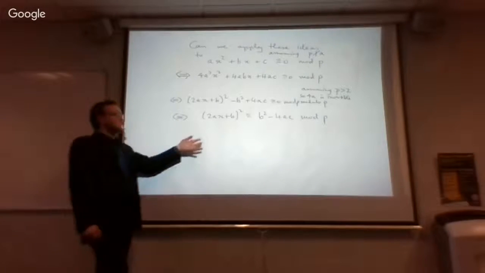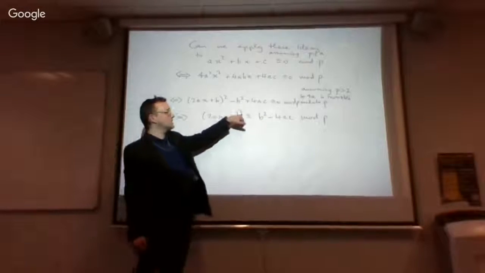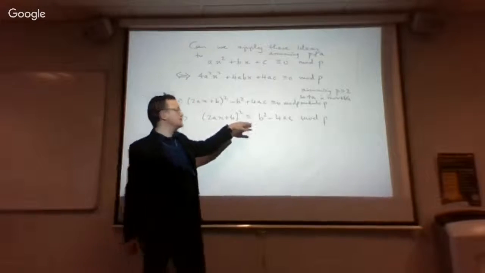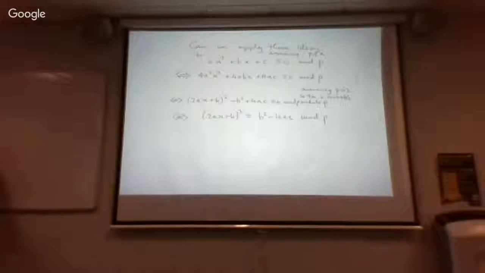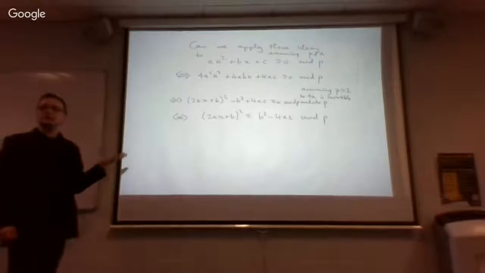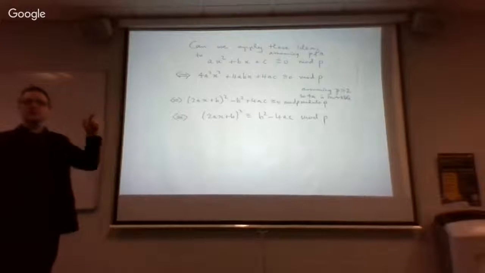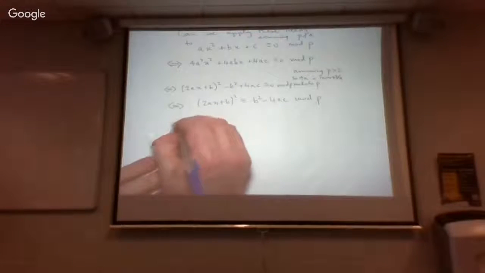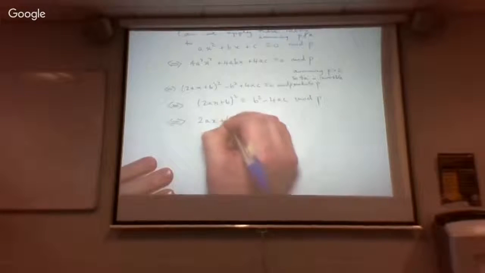Now, our next step is to take the square root of both sides, and we want to get rid of this square here. We'll take the square root of the left-hand side, so we'll just be left with 2ax plus b. Take the square root of the right-hand side. But up to now, we've never discussed square roots, that concept, in the modular arithmetic system, Z_n. So, assuming we can do it, we can say that this is equal to 2ax plus b.